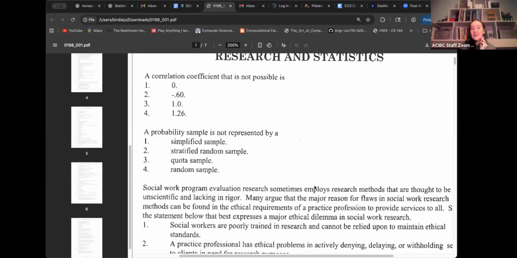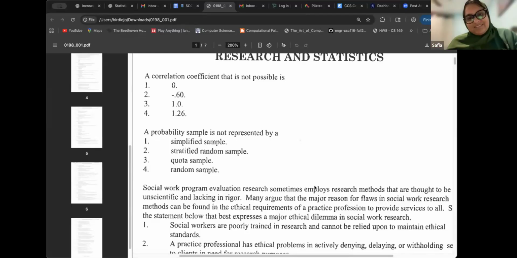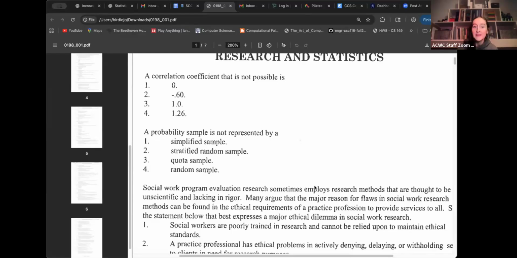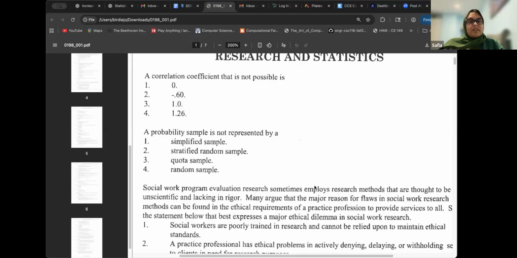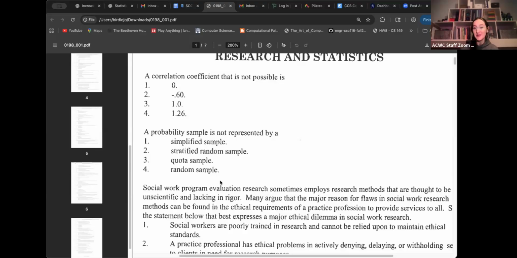Okay, so Sophia, would you like to read the first one for us? Sure. A correlation coefficient that is not possible is. And then, are y'all familiar with the Dr. Pam approach to questions? Do y'all feel comfortable with how she does that yet, or is that a little new? With eliminating the two answers and then going back to the question? Yes, exactly. So you read through all your options and then you eliminate two first.